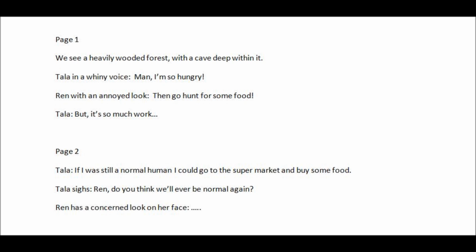So I try to keep things very organized. When Tala stops speaking, I put what Ren is saying on a completely different line. That way everything stays neat and tidy and easy for me to read.